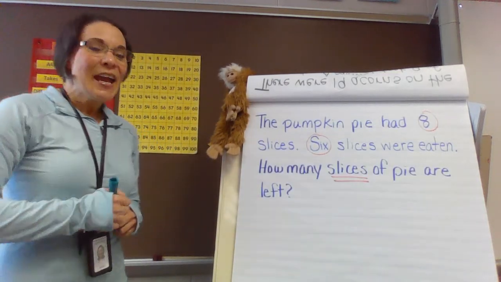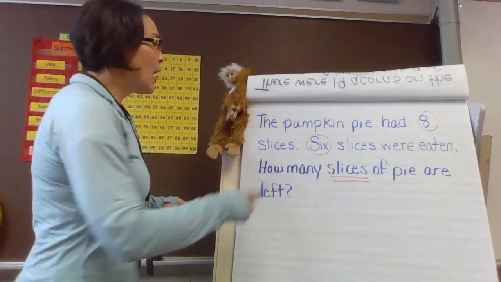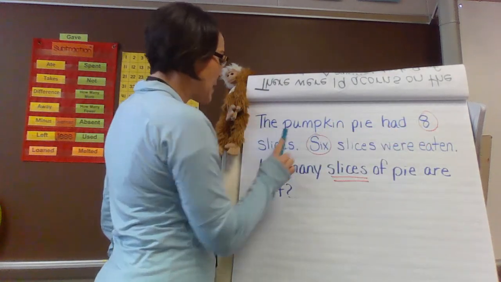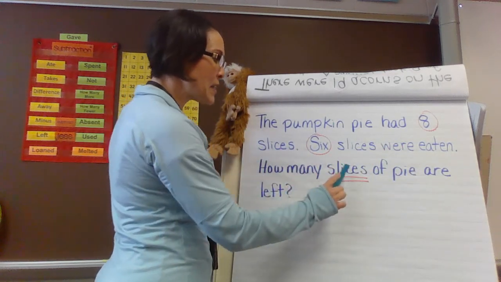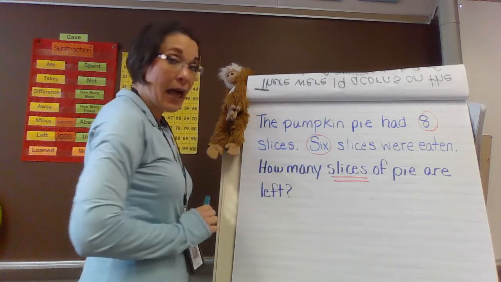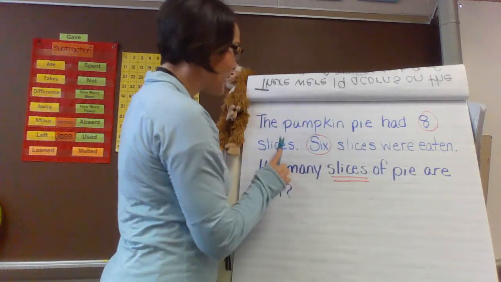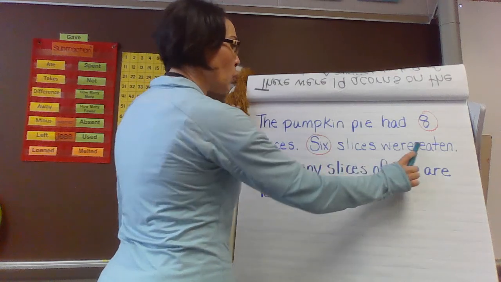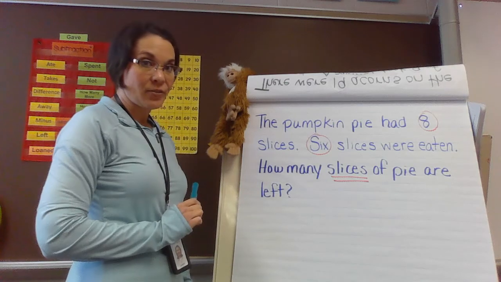Hey, Mrs. Gorski's back. And we have our second word problem here. So I'm going to read it. The pumpkin pie had 8 slices. 6 slices were eaten. How many slices of pie are left? Let me read that again. The pumpkin pie had 8 slices. 6 slices were eaten. How many slices of pie are left?